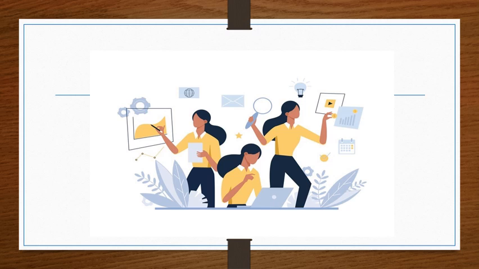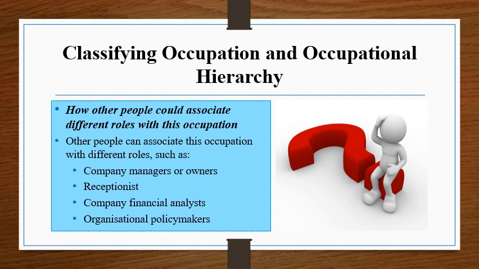After giving my opinion on the roles I associate with this occupation, let's look at how other people could associate different roles with this occupation. As you can see in this presentation, people have different perspectives in relation to this occupation. For example, some people believe administrative office workers are receptionists for the organization because they are responsible for welcoming clients and visitors or responding to phone calls.